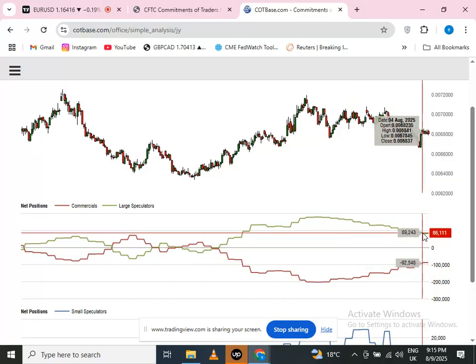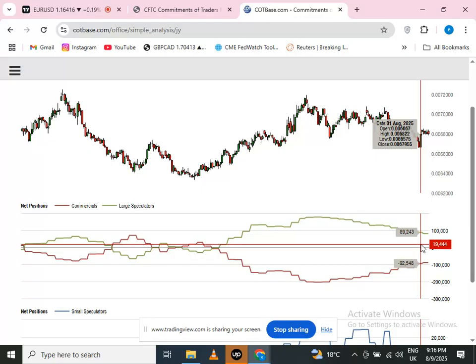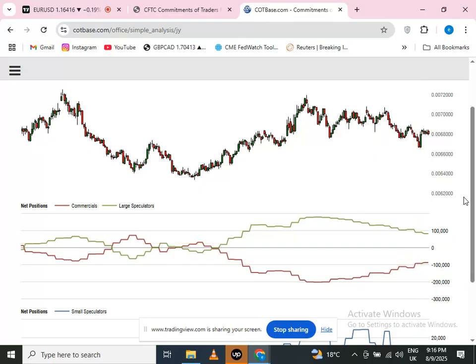They may be reducing their positions week in, week out, due to several fundamental factors, such as central bank policies, inflation pressures or various tariff issues, but they're still above zero, meaning they're still bullish on this pair.